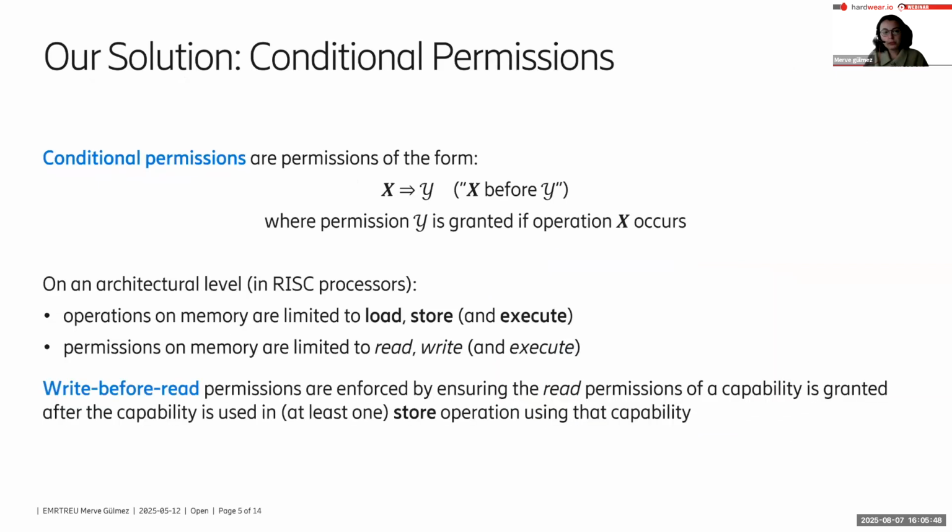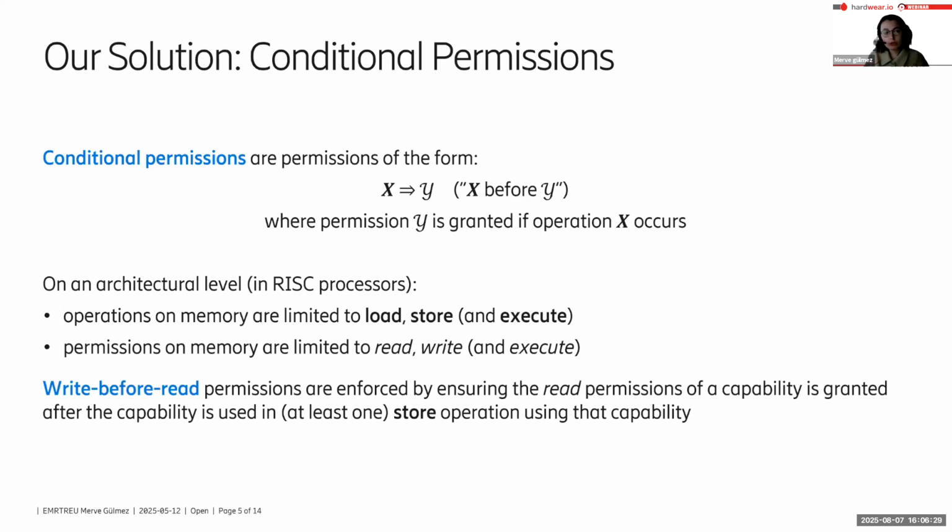To solve this problem, we introduce conditional permissions. These conditional permissions are of the form X before Y. It means that permission Y is granted if operation X occurs. On architectural levels, operations on memory are limited to load, store, or execute. Permissions can be limited to read, write, or execute. For example, if I want to implement write before read, I want to say that you can get read permission dynamically, once at least one store operation occurs using that capability.